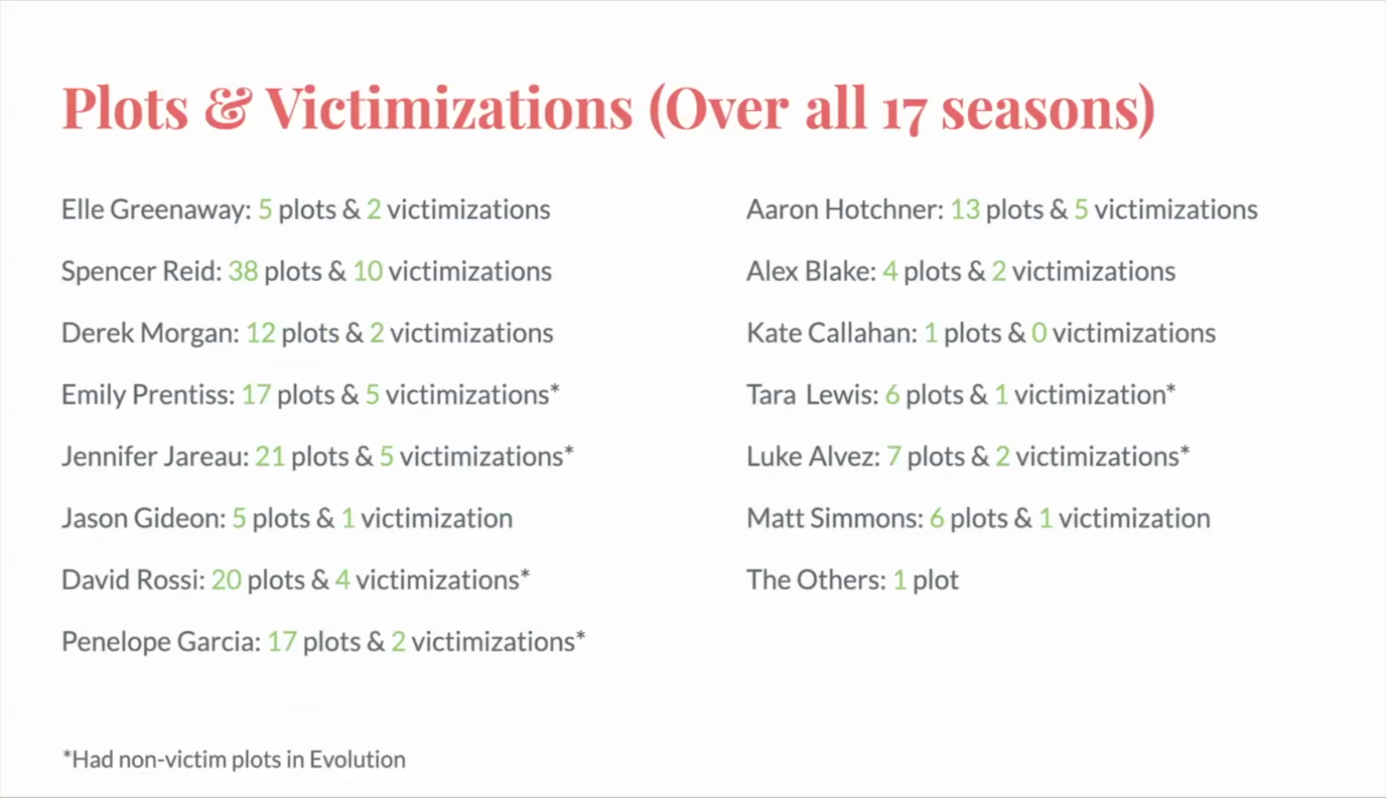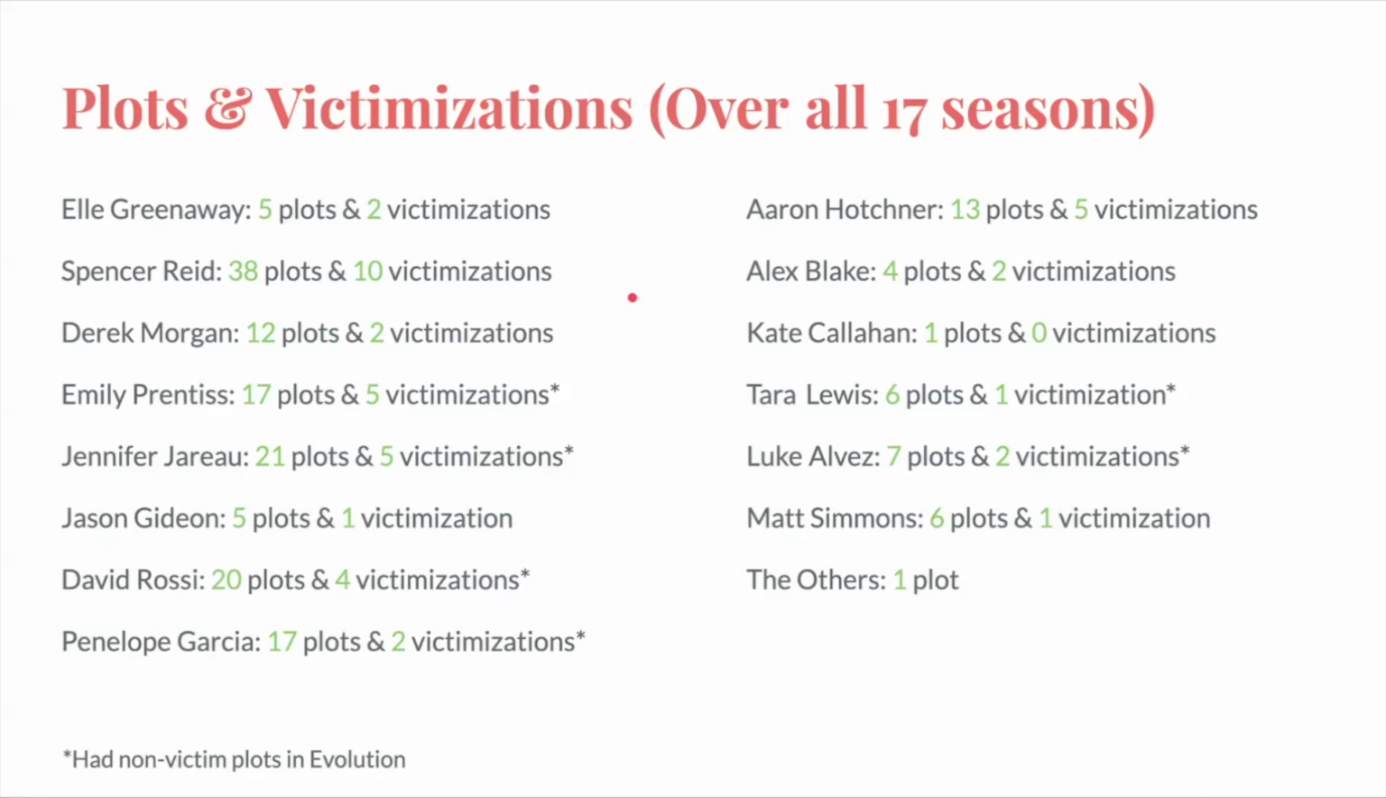Okay, so over all 17 seasons, for all the characters, these are the number of plots and victimizations they have. Victimizations are included as a plot, so don't add them up, because the first number includes the second number. If there's an asterisk, that means that they did have plots in Evolution, but it couldn't necessarily be tied down to just one episode, stuff like that.